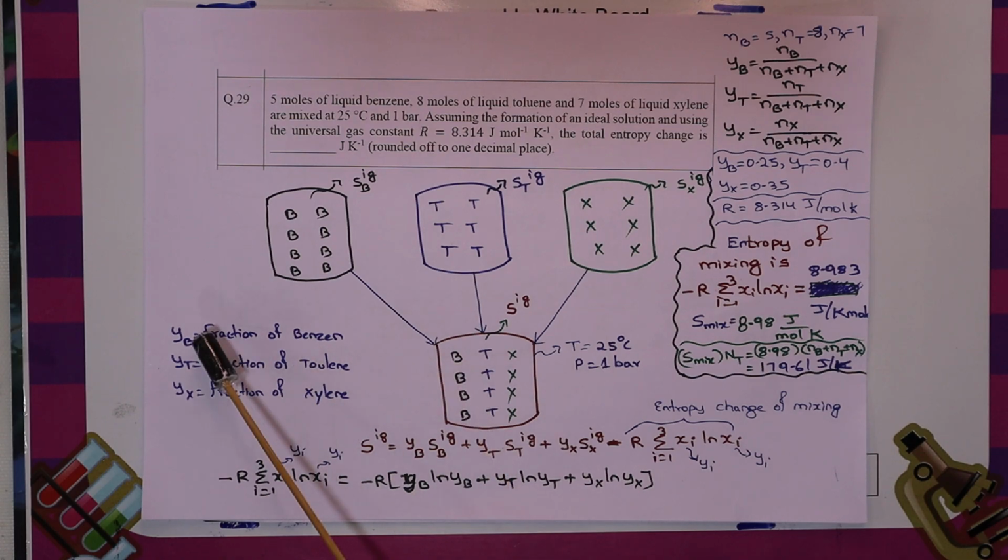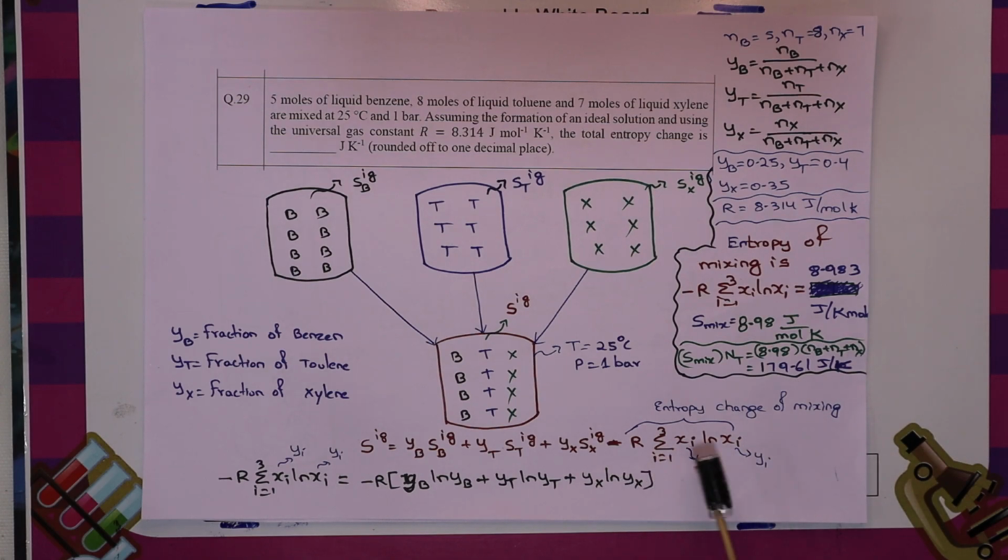In this container, the fraction of benzene is Y_B, the fraction of toluene is Y_T, and the fraction of xylene is Y_X. S^IG represents the entropy of the mixture after mixing. So the entropy of the mixture after mixing the three components can be calculated using S^IG. That means the total entropy of the three components in the container is Y_B S_B^IG + Y_T S_T^IG + Y_X S_X^IG minus R times the sum over i equal to 1 to 3 of X_i ln X_i. This is a standard formula you can refer to, and X_i represents the fraction of the molecules. Don't worry, you can replace X_i with Y_i also.